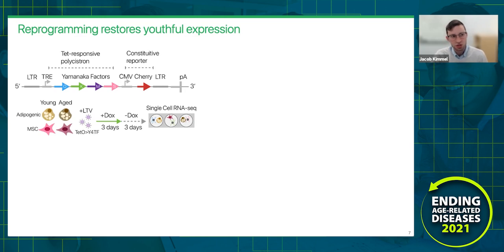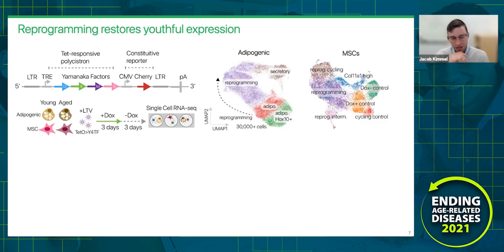So we perform these interventions in a couple different young and aged cell types here, adipogenic cells from the fat and some mesenchymal stem cells from the skeletal muscle. In both cases, we were able to capture these really rich trajectories of reprogramming that I hope you can appreciate here in these nonlinear dimensionality reduction plots. And right off the bat, we wanted to ask a simple reproducibility question.